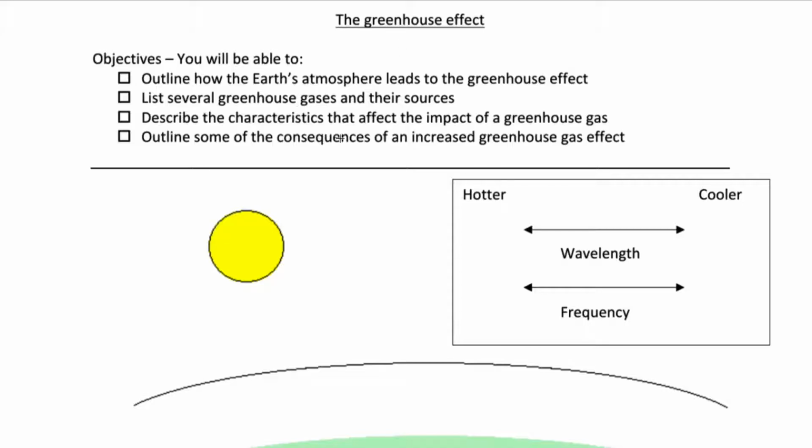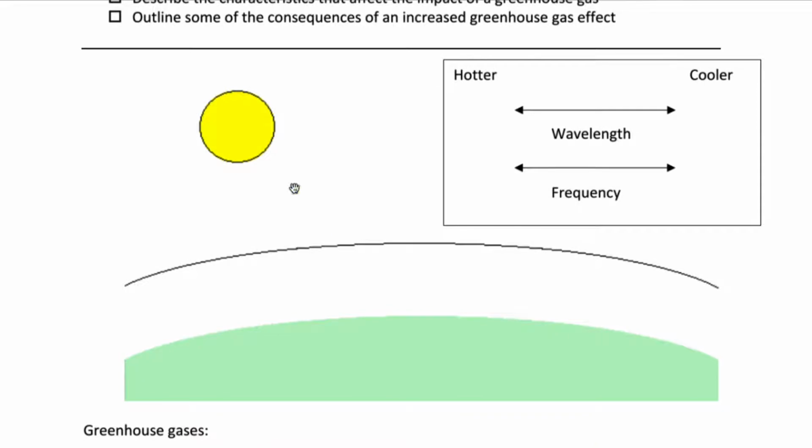This lesson's about the greenhouse effect, and here are the objectives. Now, this diagram shows the sun and the earth, and this is meant to denote the atmosphere here. In order to understand the greenhouse effect, we have to understand a few basic physical principles.